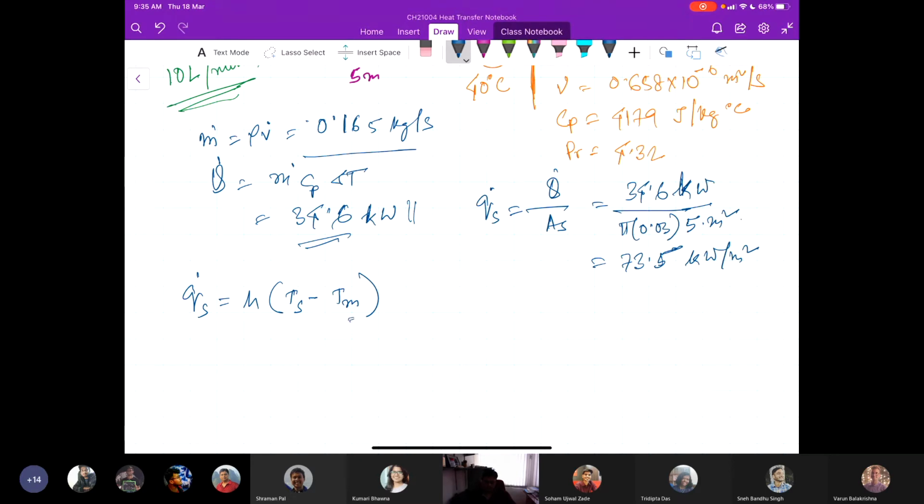Now this Tm at the exit is the exit temperature, which is 65 degrees centigrade. At that location, our question is what is Ts? This is the question. This Tm is 65 degrees centigrade at the exit. We know Q dot s. We can find Ts if we can estimate the value h. And in order to estimate h, we have to calculate the Reynolds number, because Prandtl number is given.